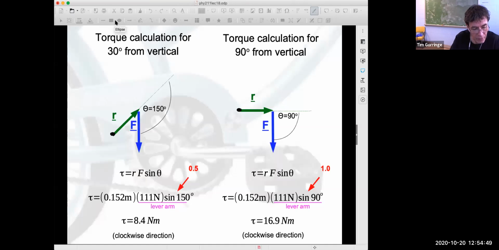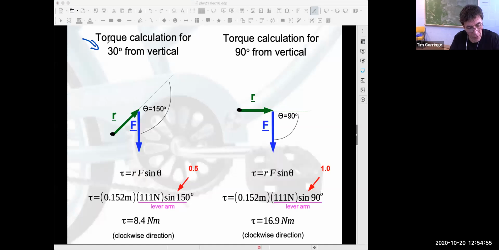So on this slide, I'm solving two of those cases. So let's see. Over here on the left-hand side, I'm going to calculate the torque for this case when the pedal arm is 30 degrees from the vertical. This is a picture of it. That's 30 degrees. And in the second case, this one over here, I'm going to calculate the torque when the pedal arm is 90 degrees from the vertical. That's this case here. That's 90 degrees. So we'll do these two examples.